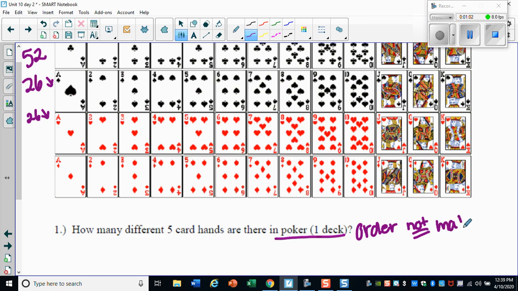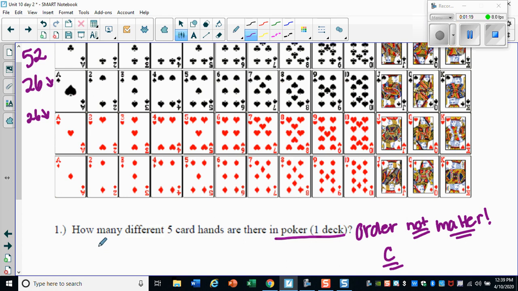Okay, and anytime that order does not matter, you're always going to want to use combinations. You can't use the fundamental counting principle and you can't use permutations. You have to use combinations. Okay, so permutations, order matters, combinations, it doesn't.